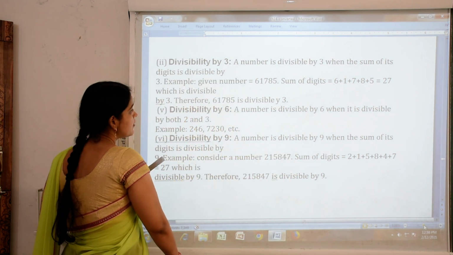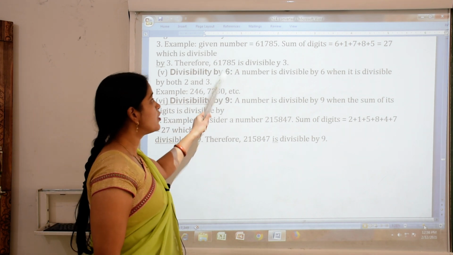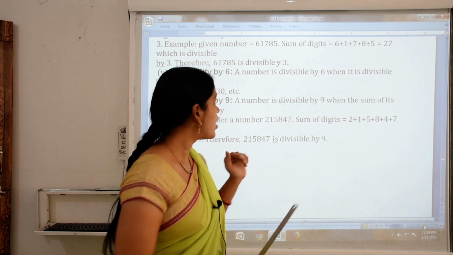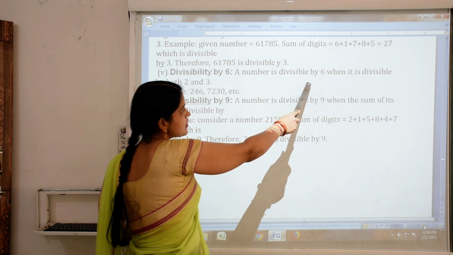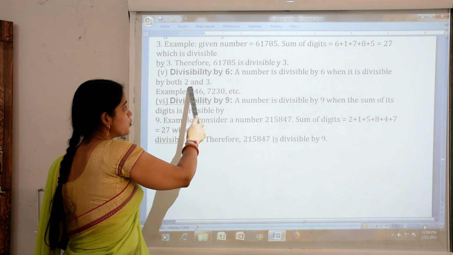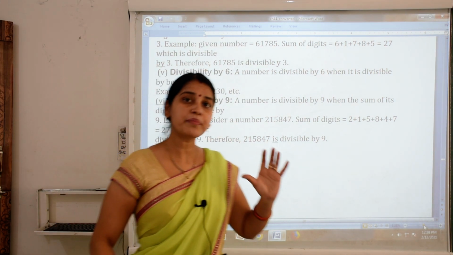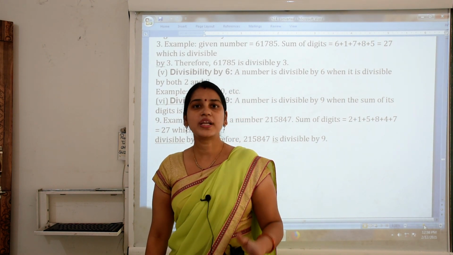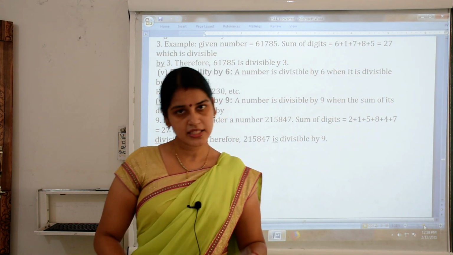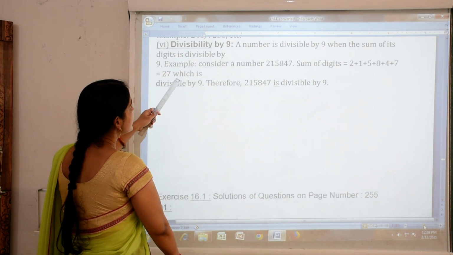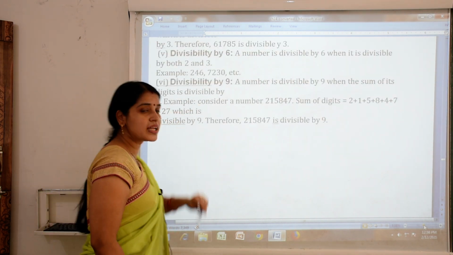Then divisible by 6. If you want to see the divisibility test of 6, then you have to see a number is divisible by 6 when it is divisible by both 2 and 3. अब कोई नंबर 2 और 3 दोनों से divisible होगा, then only it is divisible by 6. Okay. Then next one is divisibility by 9.